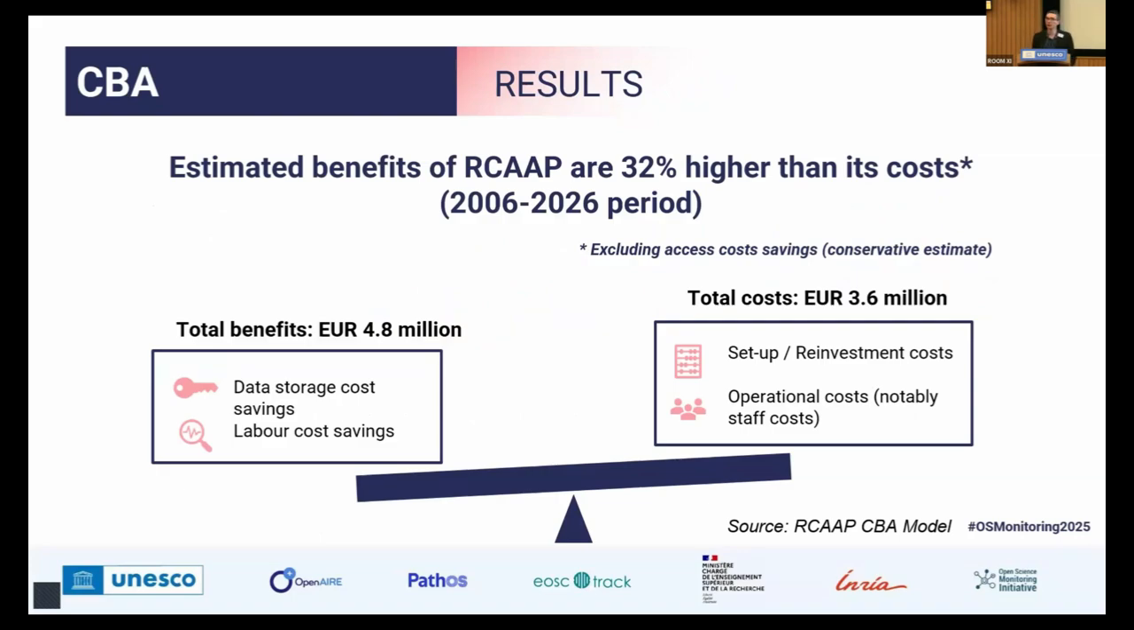So to get you a summary of the results, we can see that overall, when considering the entire period, we have benefits that are about 32% higher than the cost. We see benefits of about 4.8 million, so labor cost saving, data storage cost saving. And we can see cost of about 3.6 million. So in terms of difference with the scenario without recap.